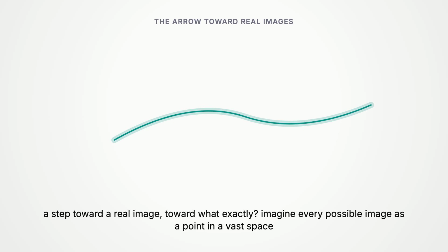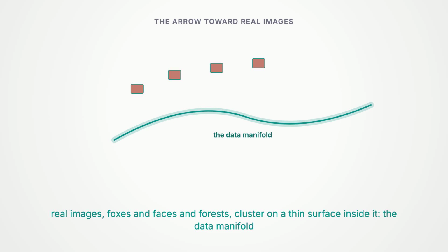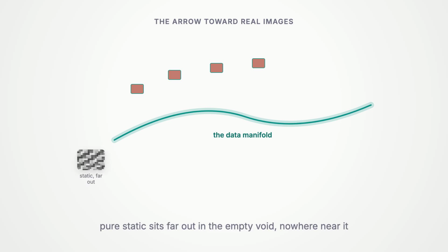Imagine every possible image as a single point in a vast space. Most of that space is garbage, pure noise, smears, nothing. But the images that look real, foxes and faces and forests, are not scattered randomly. They cluster together on a thin surface inside that space. Researchers call it the data manifold. Pure static sits far out in the empty void, nowhere near it.